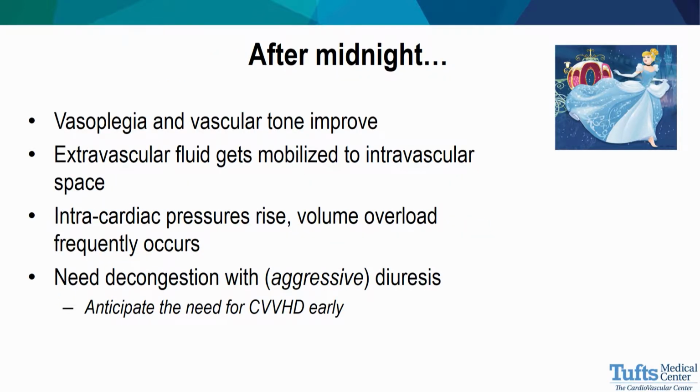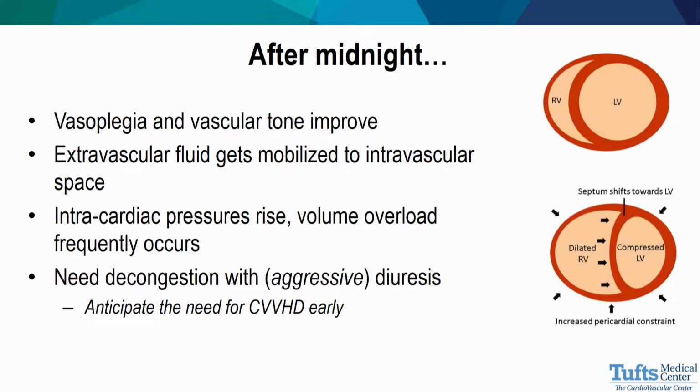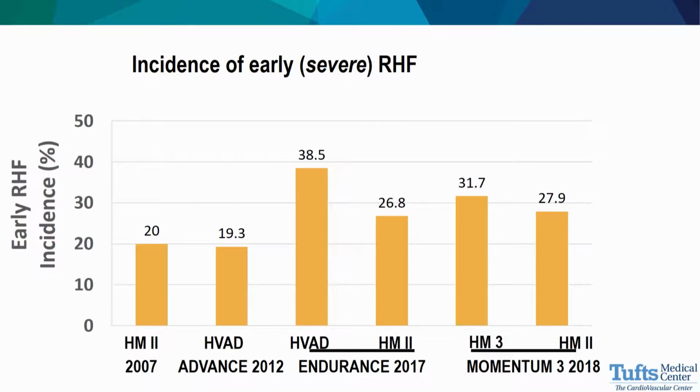We see improvement in vascular tone, mobilization of the fluid from the extravascular space back into the intravascular space, and we see a rise in intracardiac pressures. And again, we see distension of the RV, worsening right heart failure, which is going to lead to impaired LVAD filling, low flows, hypotension, and worse than that, the cardio-hepatic syndromes, worsening renal function, et cetera, when the RV really starts to fail.